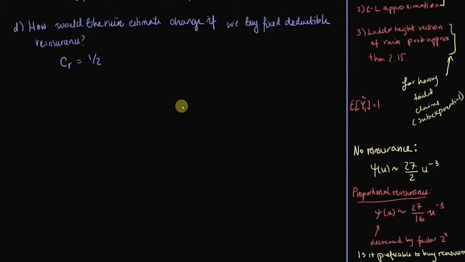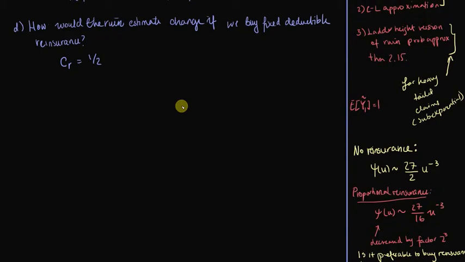We have just established that if you buy proportional reinsurance, then the ruin probability decreases by a factor 8 when you reinsure half of your business by paying away half of your premiums. Now, in D, we want to consider how the ruin estimate changes if instead of buying proportional reinsurance, we buy fixed deductible reinsurance, also called excess of loss reinsurance.